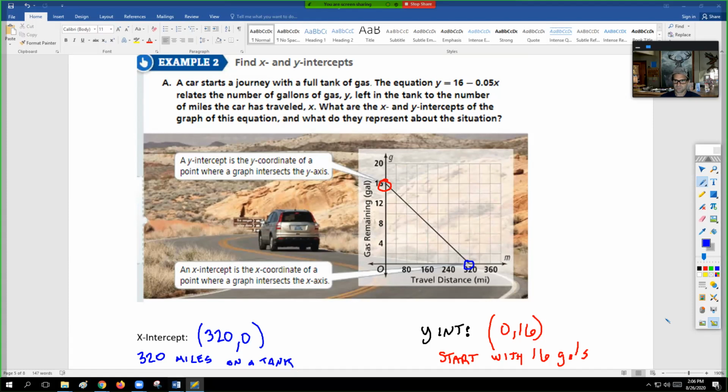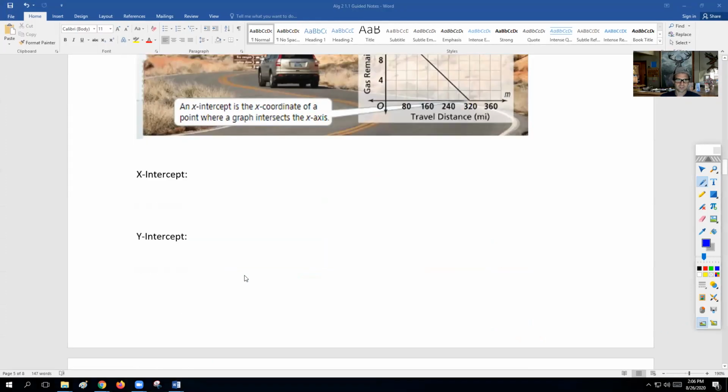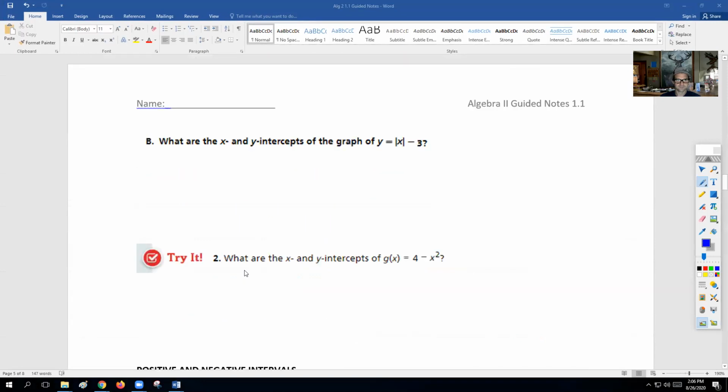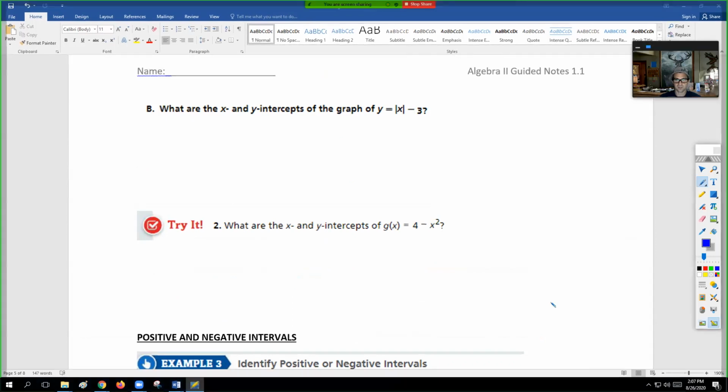All right, so nice little warm up there to help us think about X and Y intercepts and how they relate. Now, how do we go through this? If we ever want to find X and Y intercepts, we can graph it. Totally fine to do. So if you want to use Desmos to look at your X and Y intercepts, do that. The other way is to do it analytically.